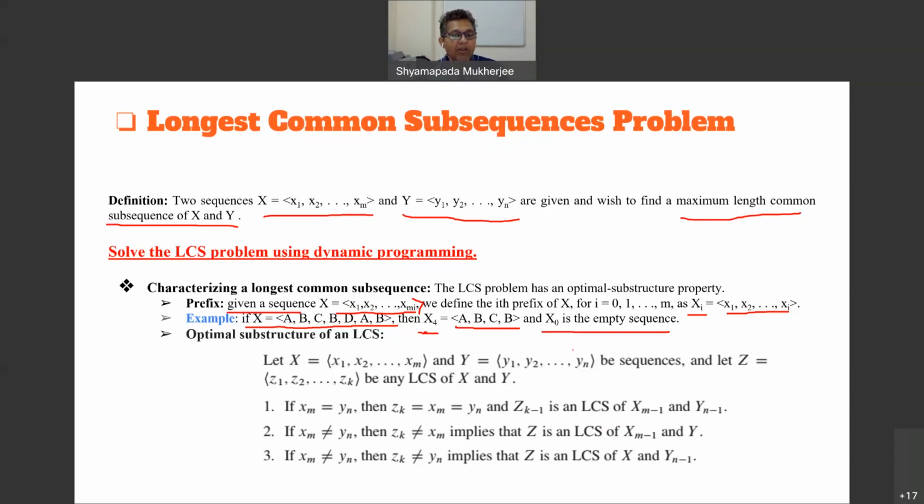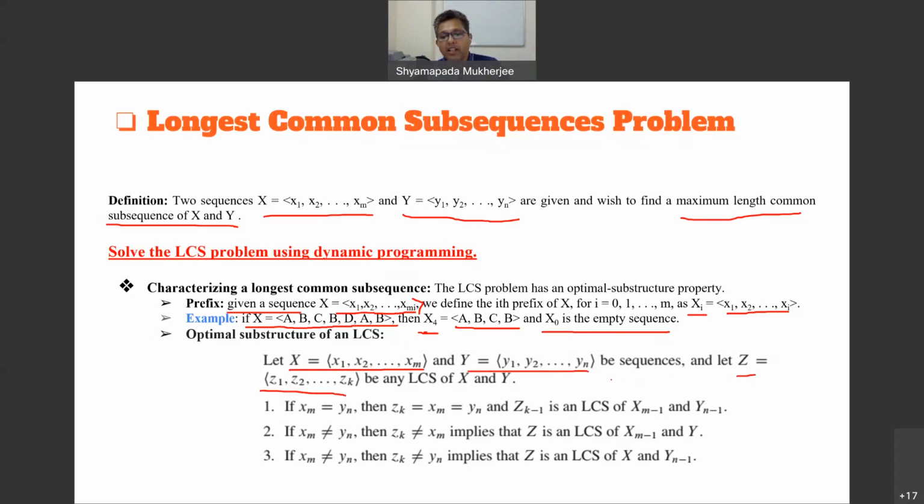Now, before applying dynamic programming for solving this one, as I said, we need to see that two characteristics are being satisfied, that the problem is holding. One is the optimal substructure property. That means an optimal solution contains optimal solutions to subproblems. So here we have two sequences, x and y, and z is the longest common subsequence we are assuming.